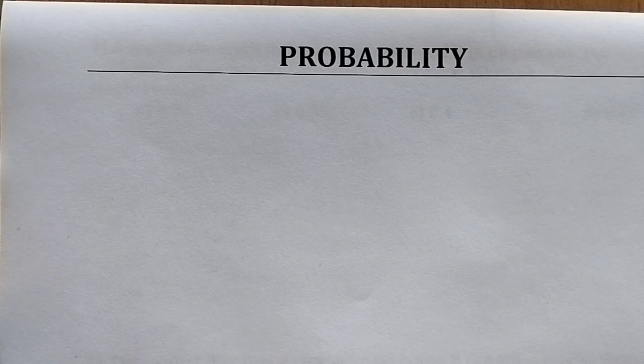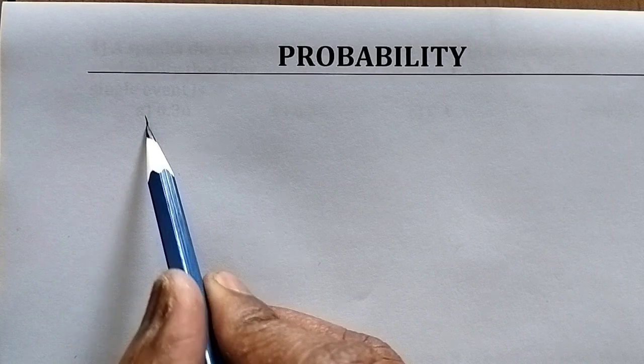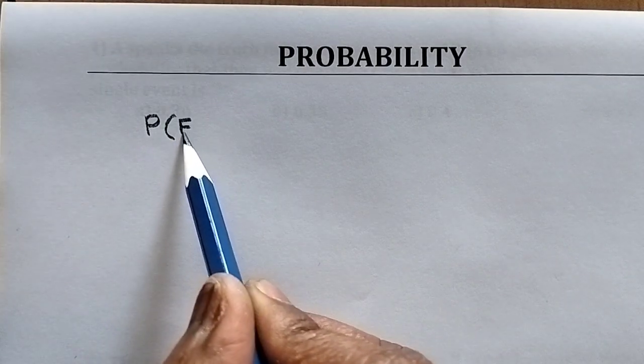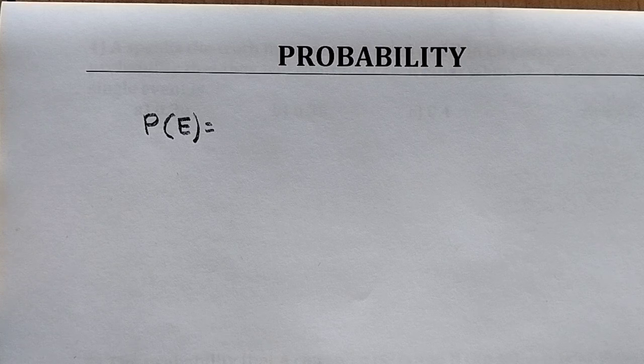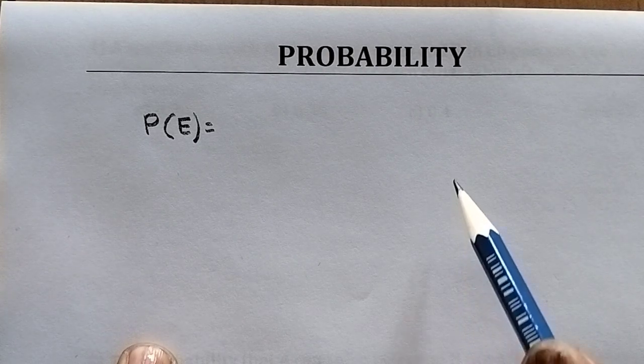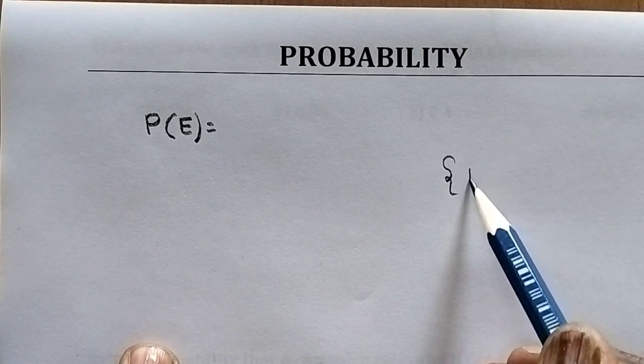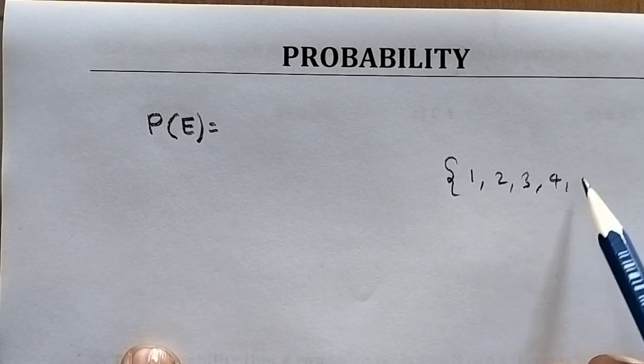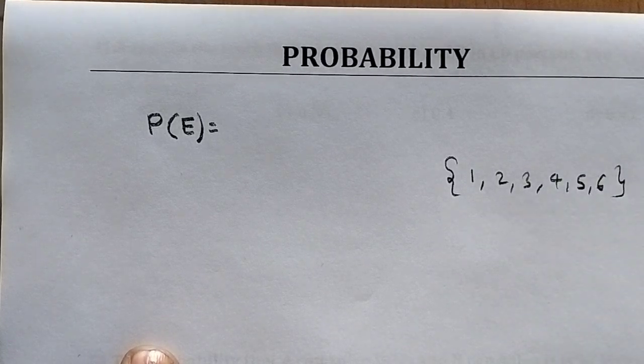Today's topic is probability. We all know the probability definition: the probability of an event E is equal to the number of favorable outcomes divided by the total number of outcomes. Suppose a dice is thrown; the outcomes we get are 1, 2, 3, 4, 5 and 6. Out of 6 outcomes, my question is, what is the probability of getting an even number?